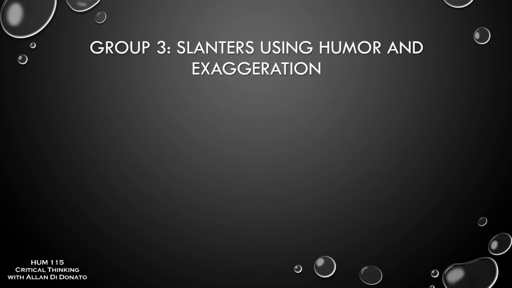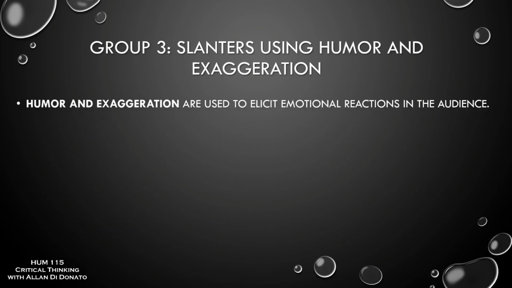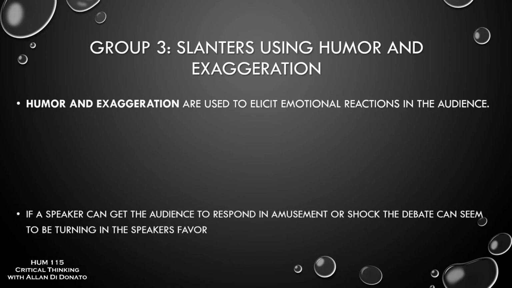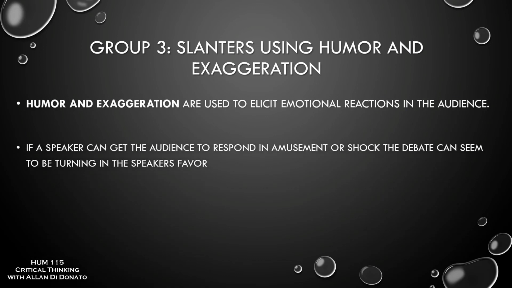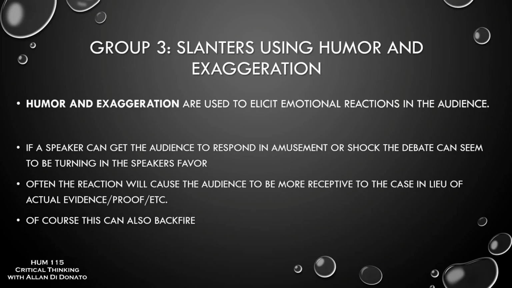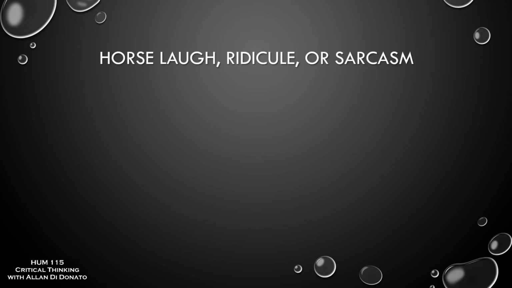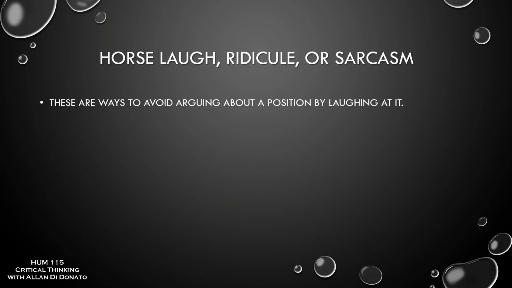A third group would be the slanters. These use humor and exaggeration to try to move the audience. And these are really, really effective, but they really don't have any use in actually making a proof. So let me give you some examples of types, like the use of ridicule, the horse laugh, or sarcasm, which is basically the idea of just laughing at your opponent's position, mocking it, using ridicule. If you ever watch good debates, or at least persuasive debates, a lot of good debaters, by the way, will use laughter when they're presented with something that they don't know how to respond to with an argument.